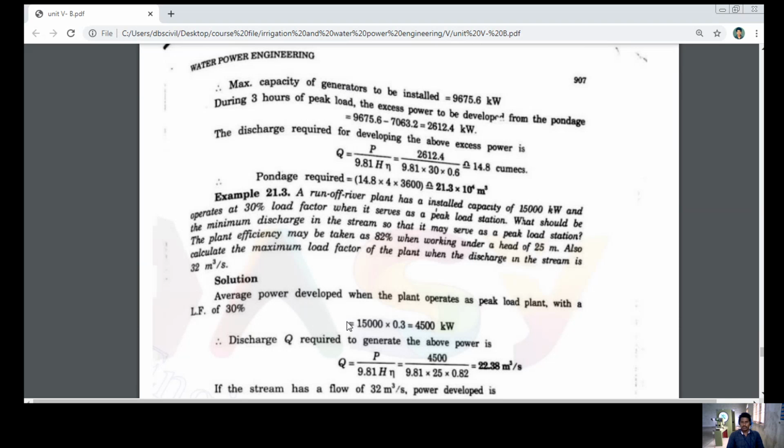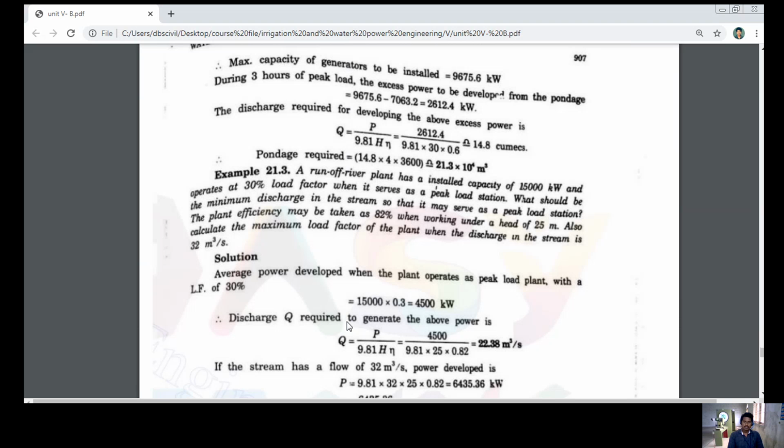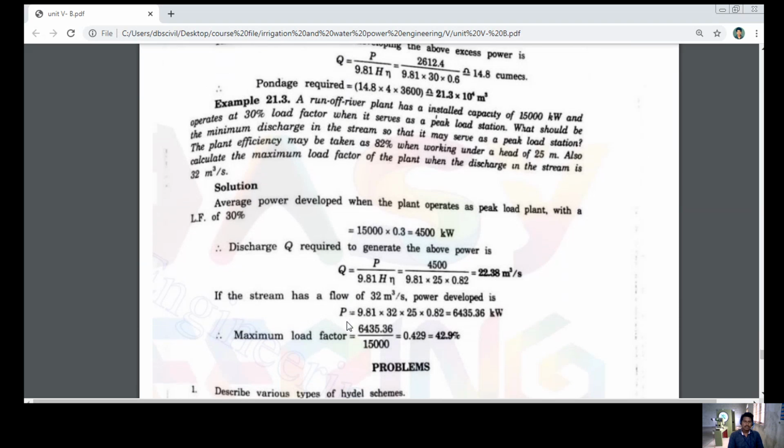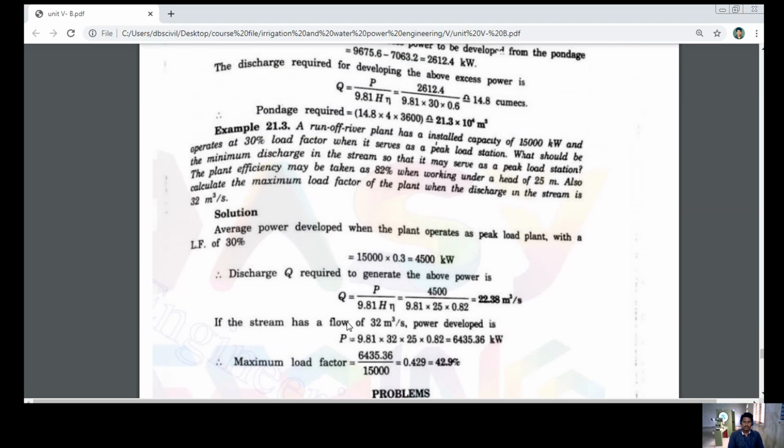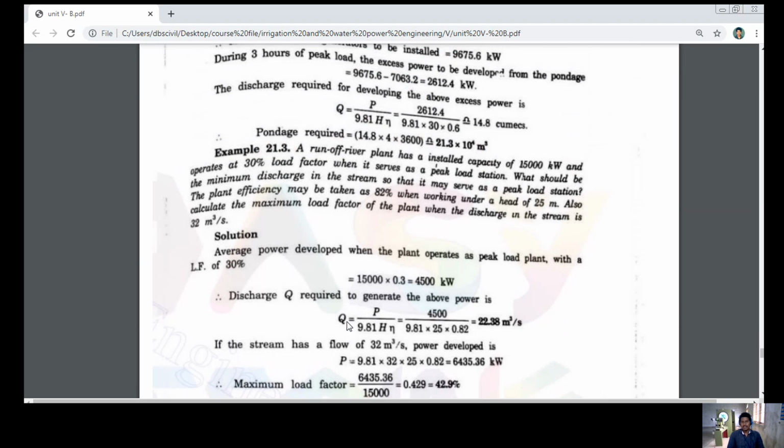Now the pondage would be discharge into 4 into 3600, that is 21.3 into 10 to the power 4 meter cube. Meter cube we mentioned because it's a volume, the pondage required. Okay, here we come to the end of the last example that we are going to see.